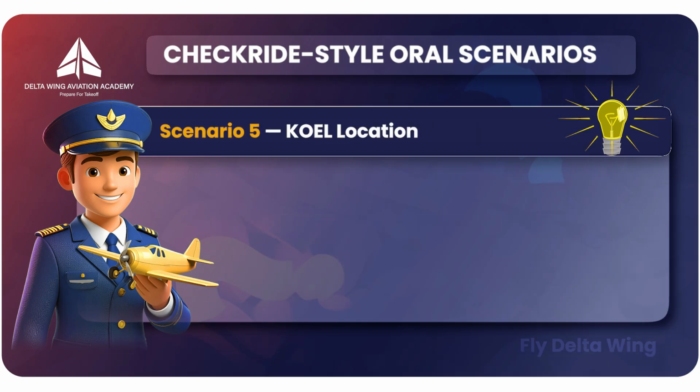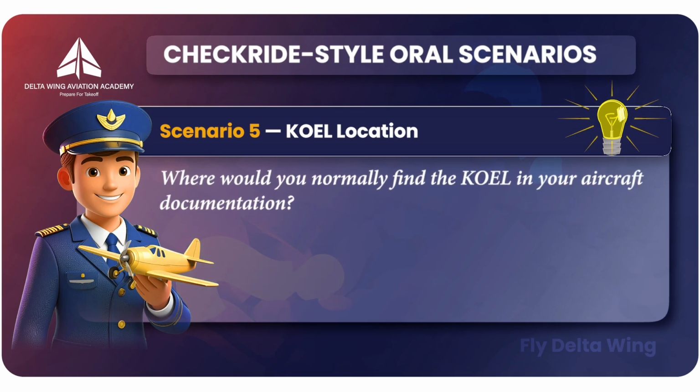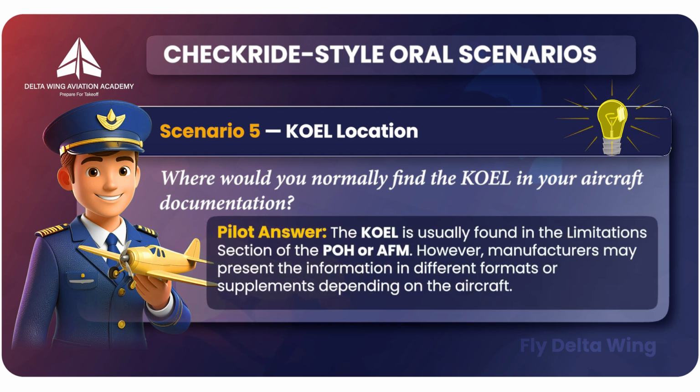Scenario 5, KOEL location. DPE question: Where would you normally find the KOEL in your aircraft documentation? Pilot answer: The KOEL is usually found in the limitations section of the POH or AFM. However, manufacturers may present the information in different formats or supplements depending on the aircraft.